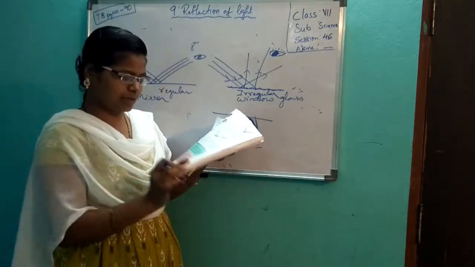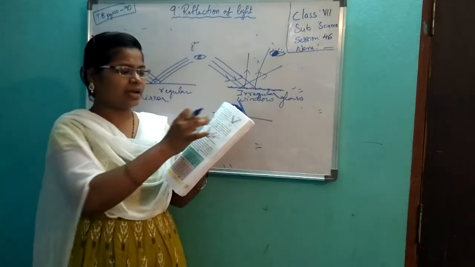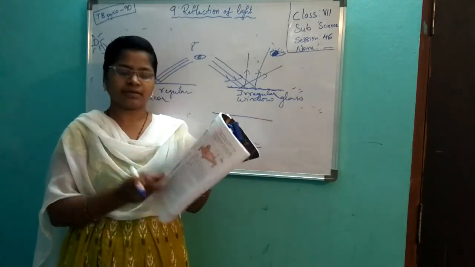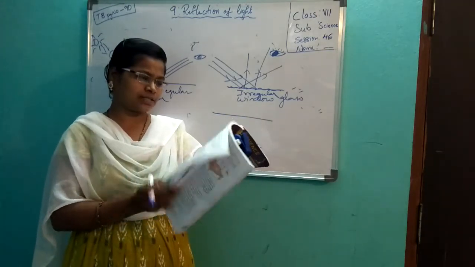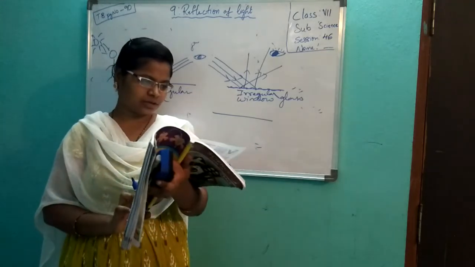Now see page number 93, it is given. You have to read it clearly, okay? When you read it once you will understand. Now I'll give you one question as homework.